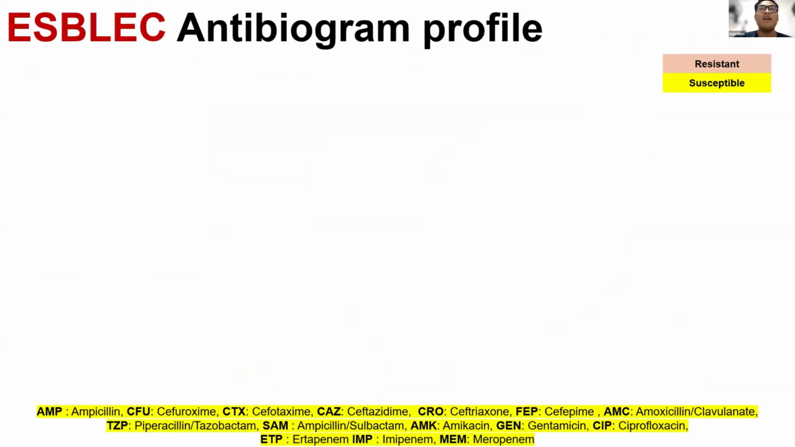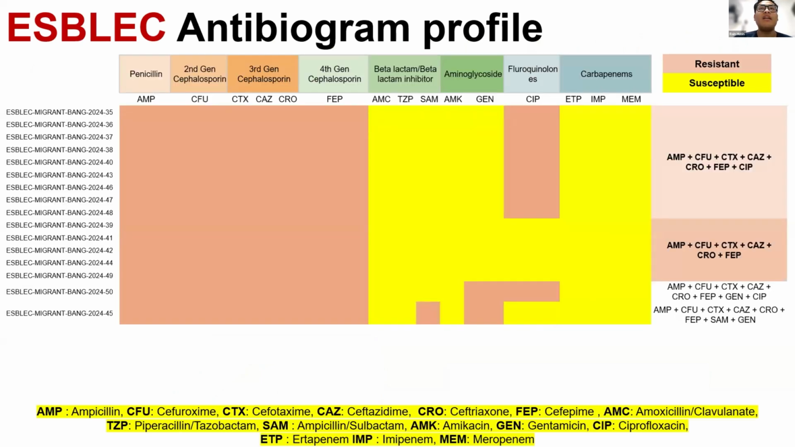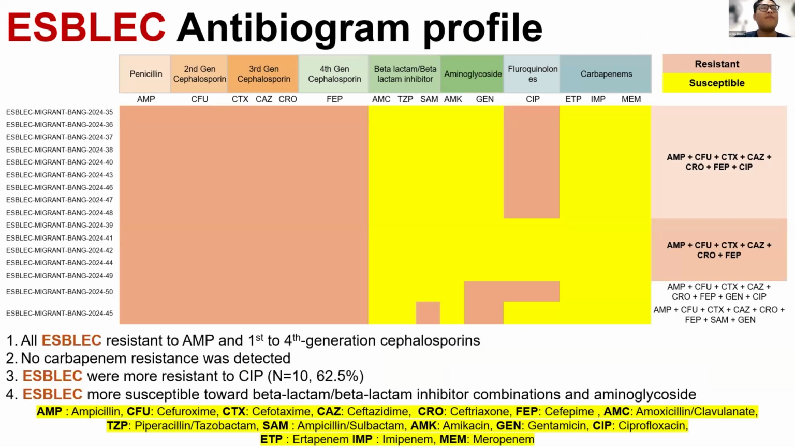Since we only have ESBL strains, we subjected them to the antibiotic susceptibility test using the VITEK 2 system to determine their resistance profile. As you can see here, those in slightly red mean resistant, yellow means susceptible. ESBL strains were resistant from ampicillin up to 4th generation cephalosporin, while maintaining susceptibility to the carbapenems. Regarding the non-beta-lactam antibiotics, this ESBL-EC shows more resistance to ciprofloxacin while remaining susceptible to the others.